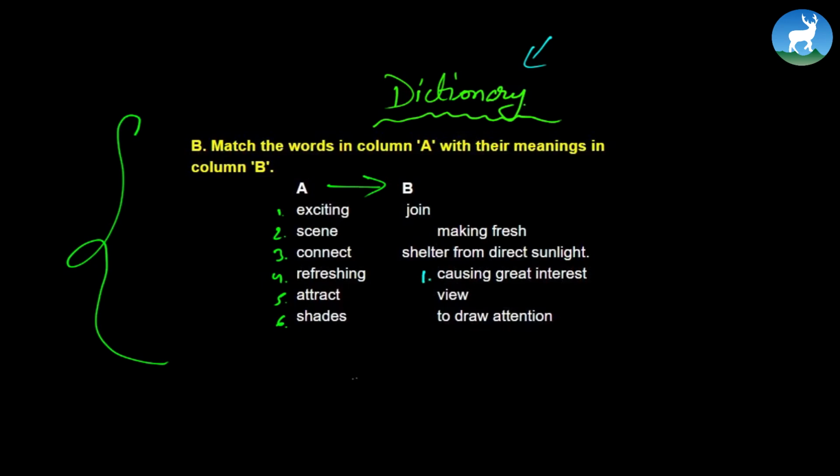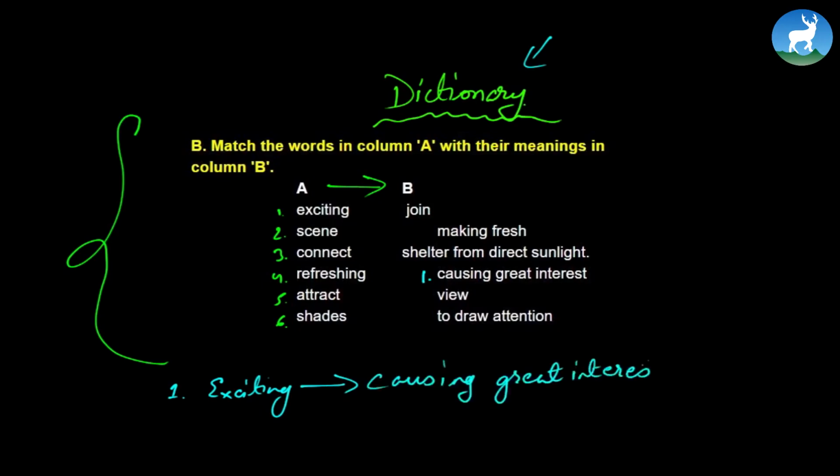Now we are in grade 5. Do not crisscross when you match the following. When you do it in a copy or in your notebook, you just write down number 1, give it a number, exciting, and write down causing great interest. See, this is how this work can be done.